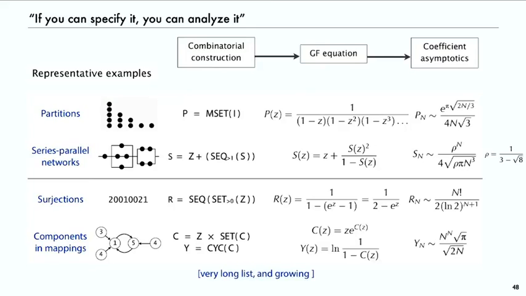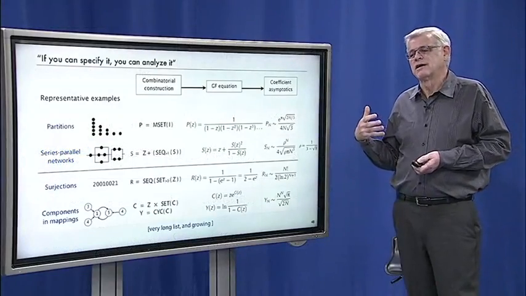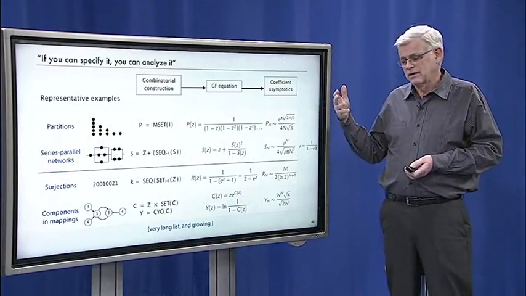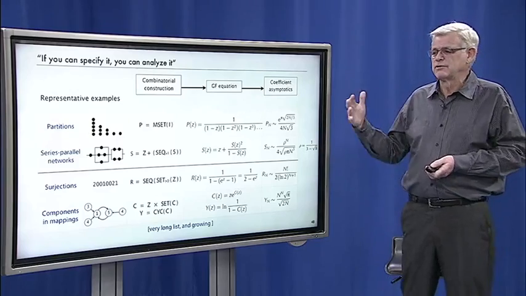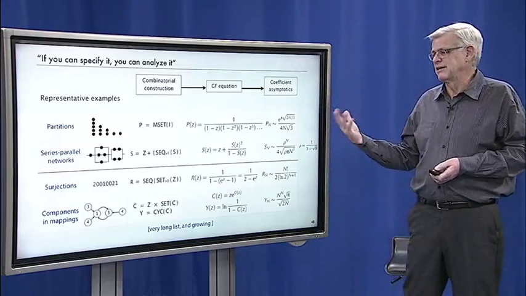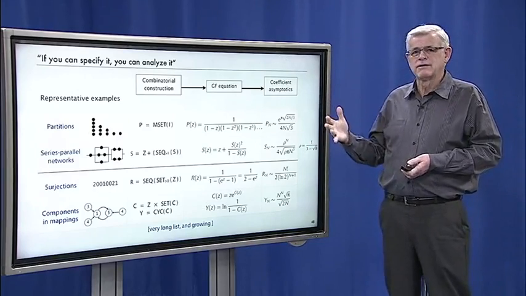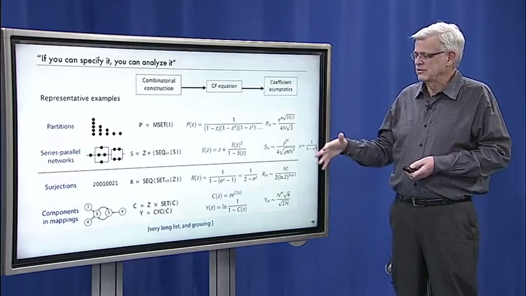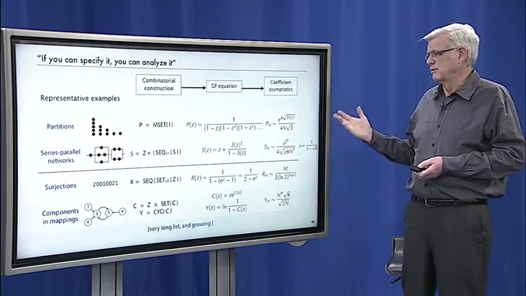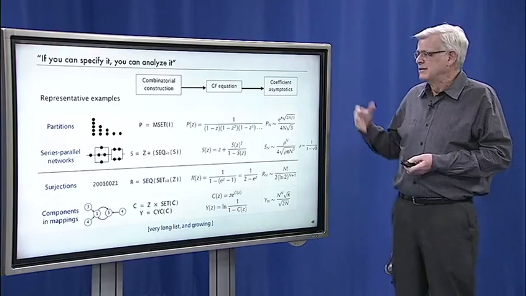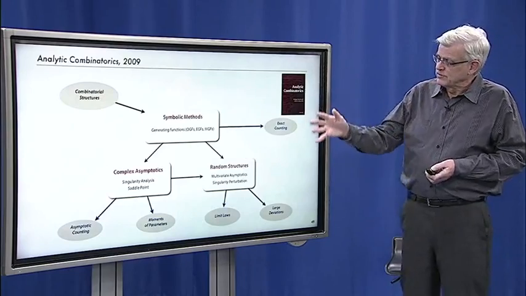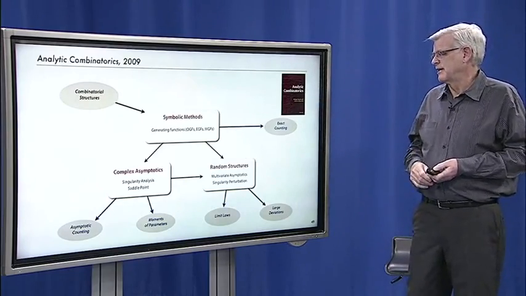So there's a very, very long list of standard combinatorial objects and combinatorial parameters that are classical objects amenable to study with analytic combinatorics. And then all kinds of new objects that were too complicated to deal with using classical techniques, that people have studied and learned properties of with analytic combinatorics. If you can specify it, you can analyze it. So that's what's in our 2009 book.